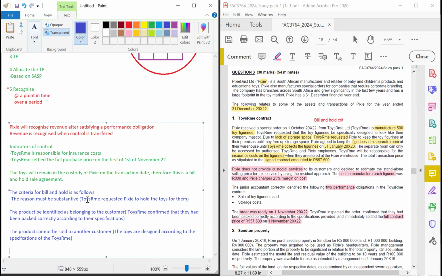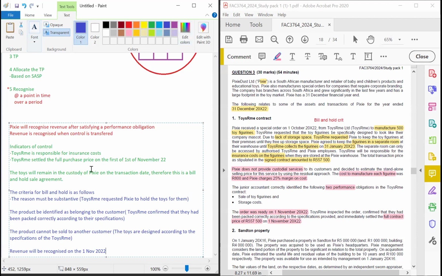Okay, great. So now, revenue will be recognized on the 1st of November 2022, right? So this is what I just wanted to highlight on revenue.